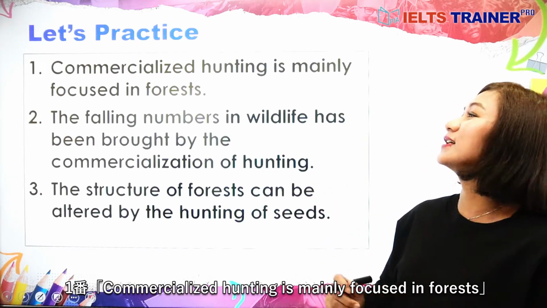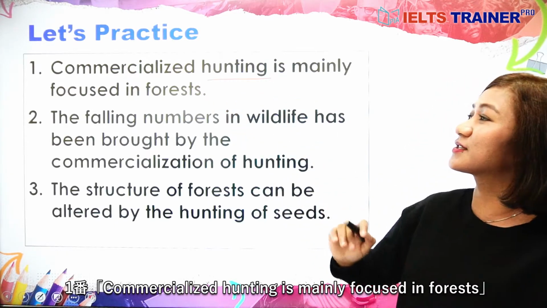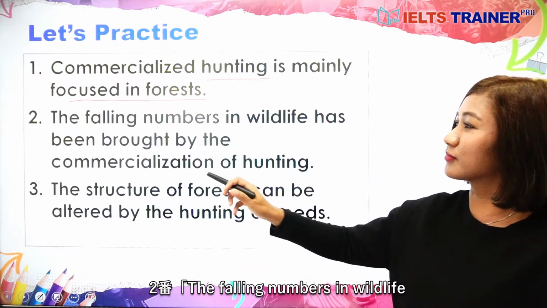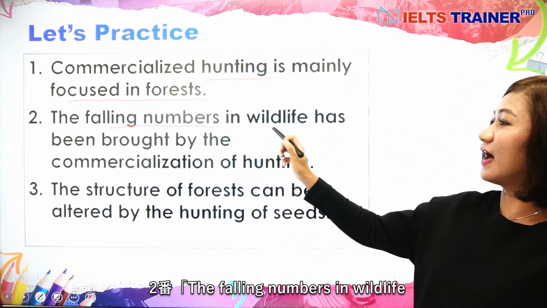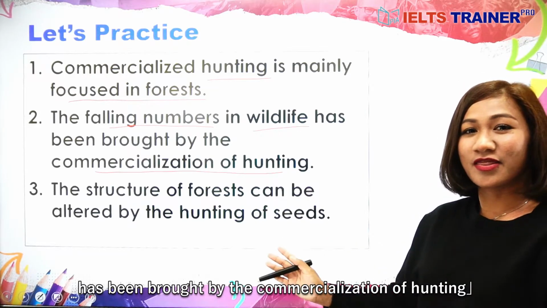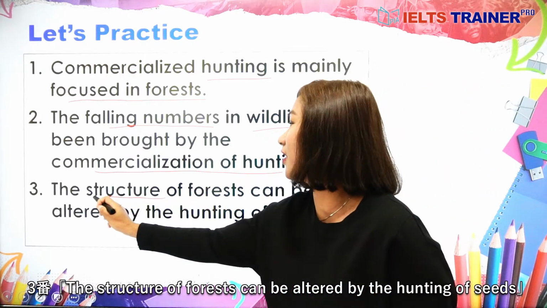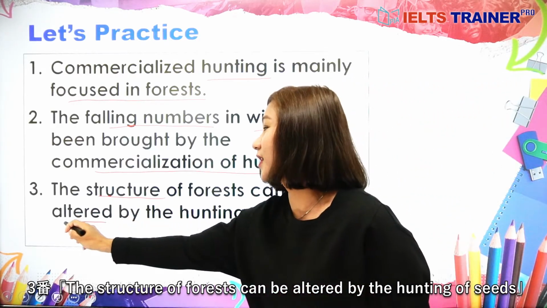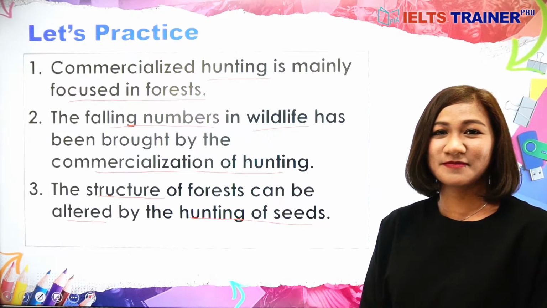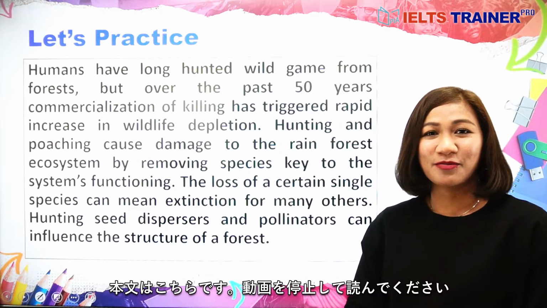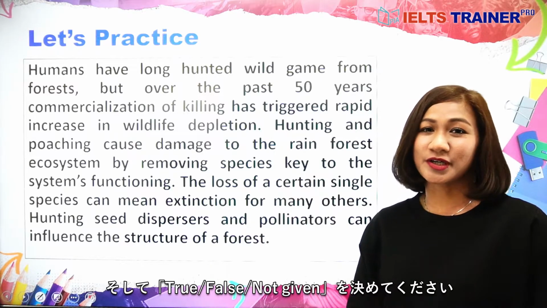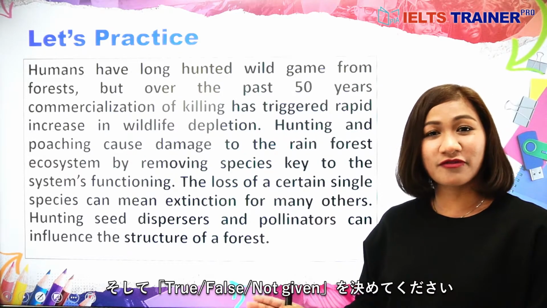In number 1, it says, commercialized hunting is mainly focused in forest. Number 2, the falling numbers in wildlife has been brought by the commercialization of hunting. The third statement, the structure of forest can be altered by hunting of seeds. Here are our keywords. Now here is the reading passage. Pause this video and take some time to read it. Decide whether the statements you saw earlier are true, false, or not given.